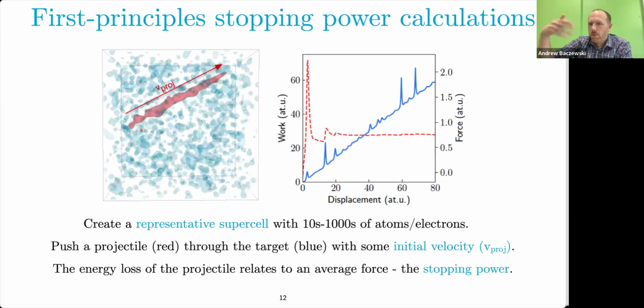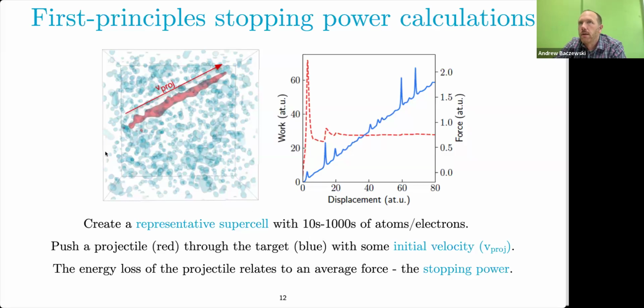Okay, so we're returning now to this program of first principle stopping power calculations, where essentially we want to make some representative supercell of some burning plasma. And we want to drag a projectile through it at a fixed velocity so that we can measure essentially the work or force done by the target on the projectile as it passes through. That representative supercell in this case is going to consist of tens to thousands of atoms or electrons.